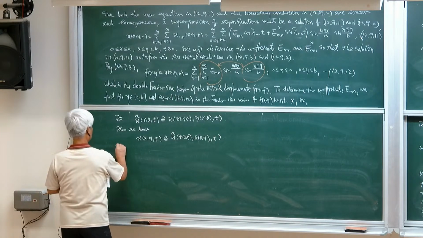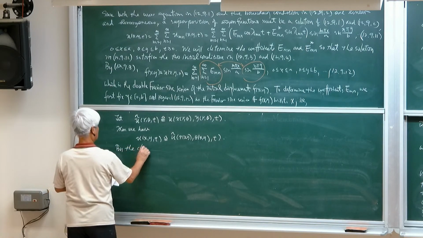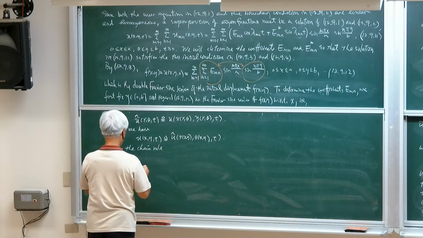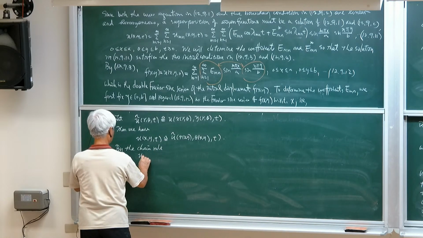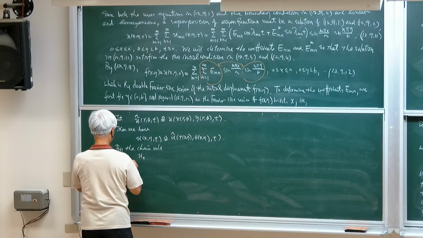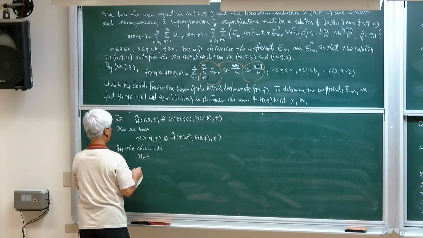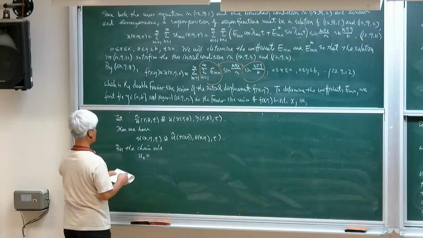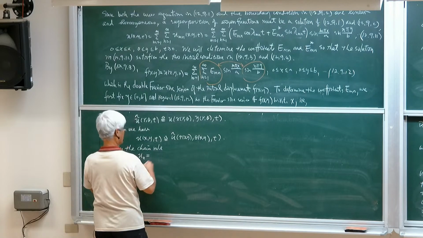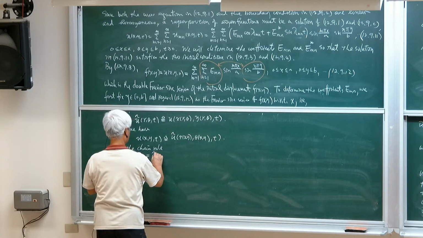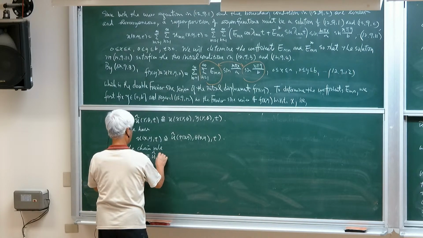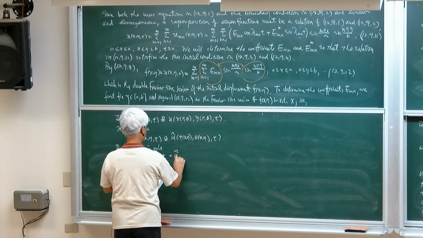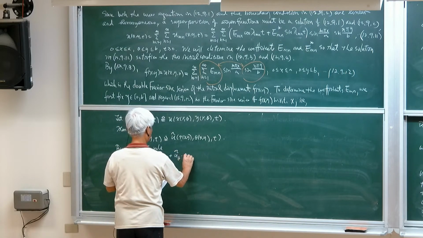Alright, and so by the chain rule, we have u of, so the partial derivative with respect to x. So now you will have u tilde r times r sub x plus u tilde theta times theta x here.